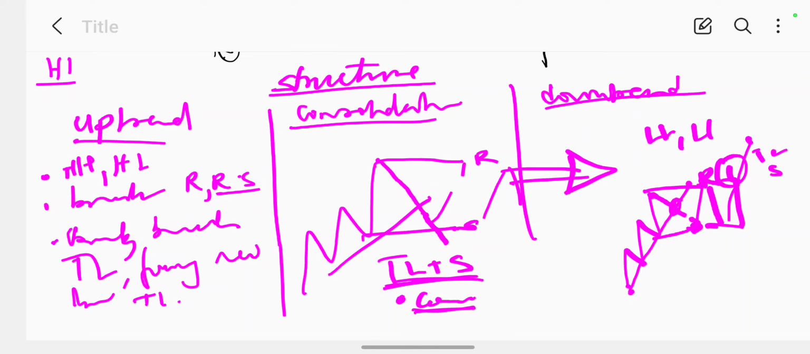Remember, if this gets broken, then we'll be adjusting our trend line, but that's the concept I'll be doing under trend line. So I just wanted to show you how you tell if the market is in uptrend, in downtrend, or in consolidation. So these are the concepts.